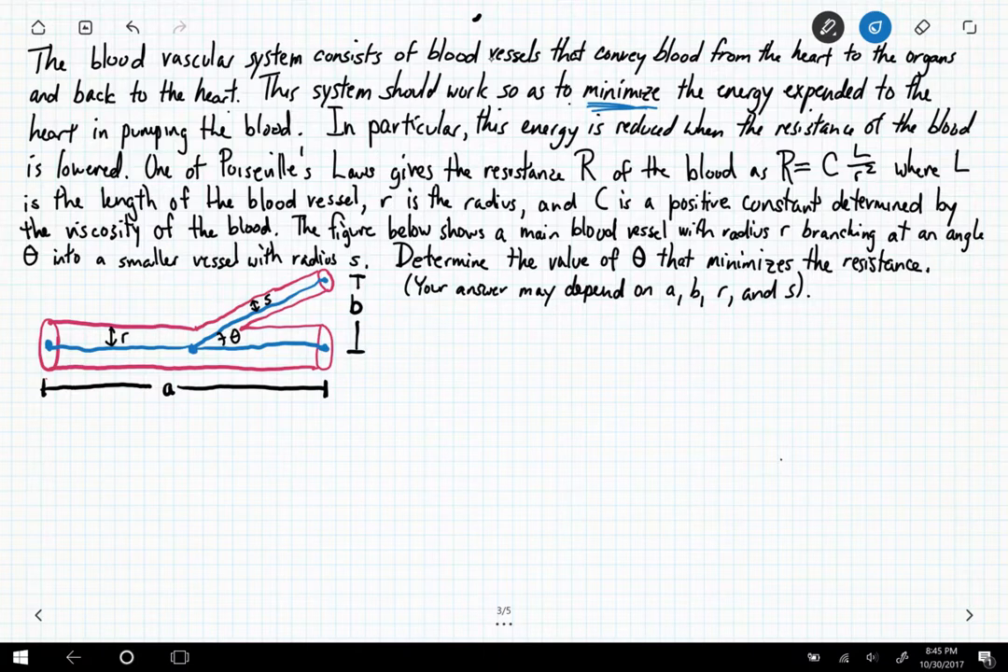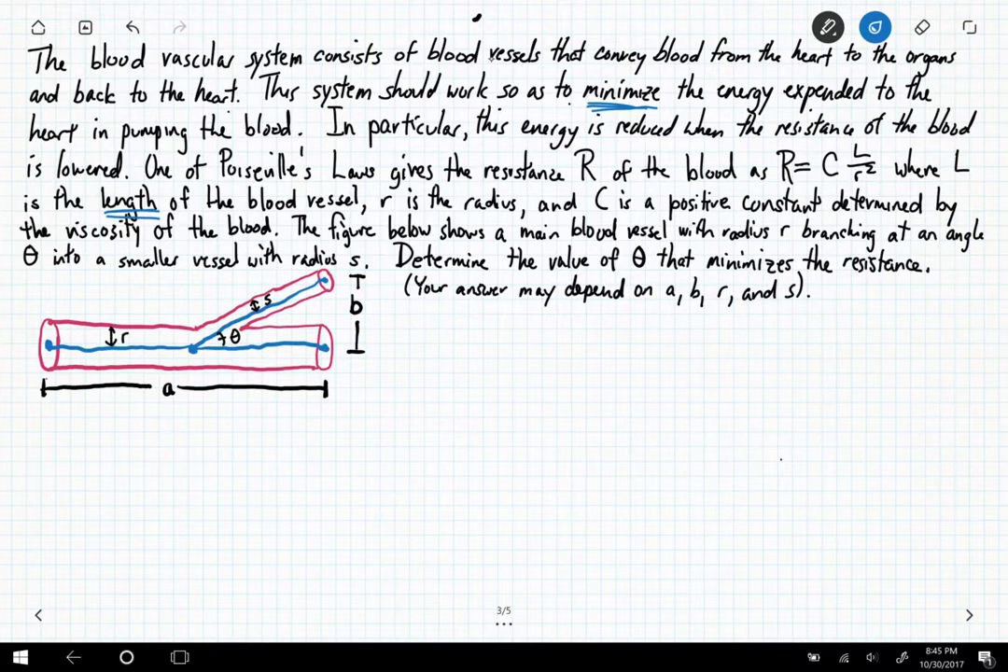One of Poiseuille's laws gives the resistance R of the blood as R equals C times this fraction L over R squared, where L is the length of the blood vessel, R is the radius, and C is just some positive constant determined by the viscosity of the blood. So the figure below shows a main blood vessel with radius R branching at an angle theta into a smaller vessel with radius S. Determine the value of theta that minimizes the resistance, and our answer could be in terms of A, B, R, and S. Let's try and tackle this problem.